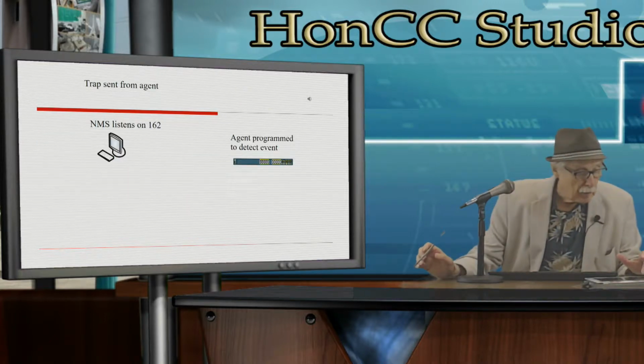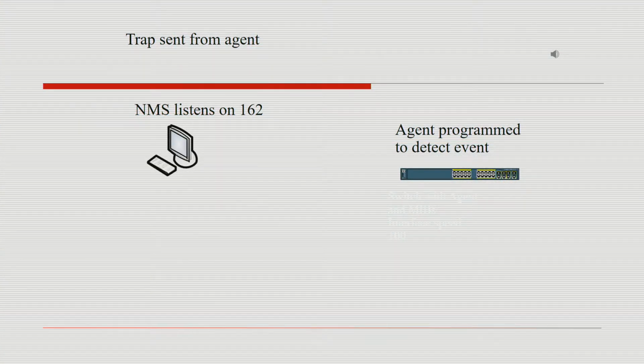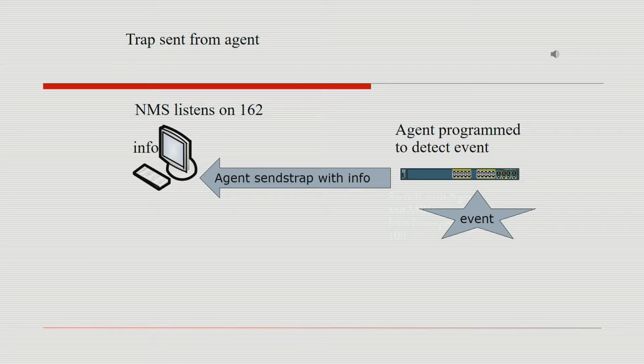Now here's a picture. Let me see if I can cut directly onto the screen here. So the trap is sent from the agent. So here's what happens. You notice we have the NMS listening on port 162. We've got the agent programmed to detect the event. The event occurs. The agent detects it. It sends the trap, and that's that little bit of information, a UDP packet, to the NMS, which is listening on port 162. Okay, and then the NMS processes the info and does whatever it's programmed to do.